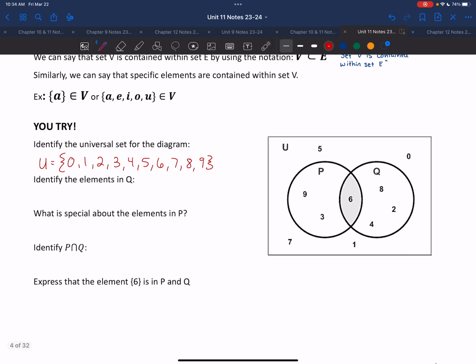And it says identify the elements in Q. So if I come back over to the Venn diagram, this circle right here is set Q. And each one of these numbers inside of it means that it's part of that set. So Q is equal to 2, 4, 6, and 8.